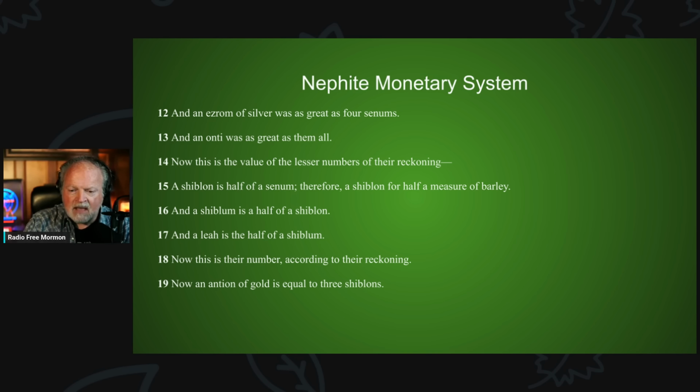And a shiblum is a half of a shiblon. I bet they got those two coins confused quite frequently, like the Susan B. Anthony dollar back in the late 70s. A shiblum is a half of a shiblon. Hey, I asked you for a shiblum. You gave me a shiblon. I thought you said shiblum. And a leah is the half of a shiblum. Now, this is their number according to their reckoning. Now, an antion of gold is equal to 3 shiblons. I'm glad they put that in there at the end.